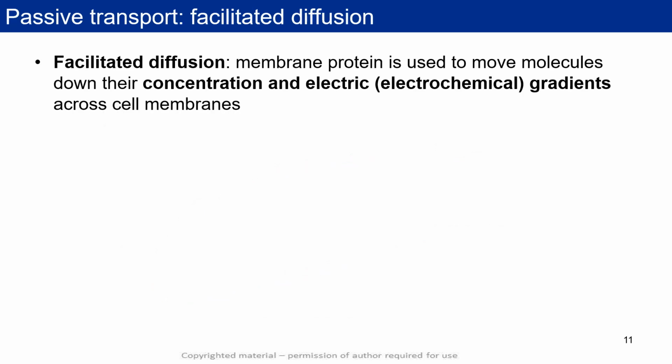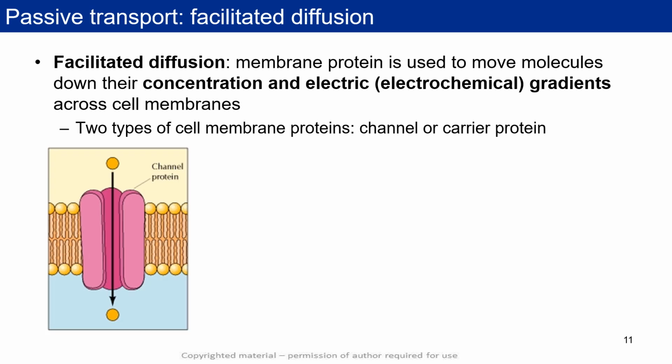So how is facilitation accomplished? The answer is that facilitation uses membrane proteins to move molecules across the membrane. The molecules move down their electrochemical gradient. And two types of proteins are used. One is a protein channel, which forms a pore in the membrane, like is depicted here.